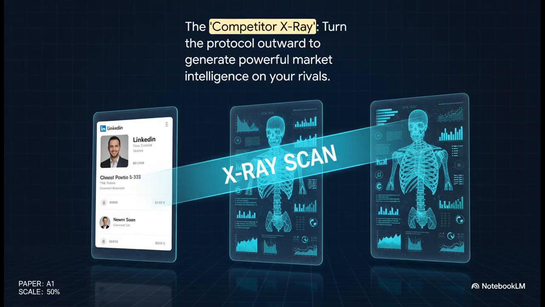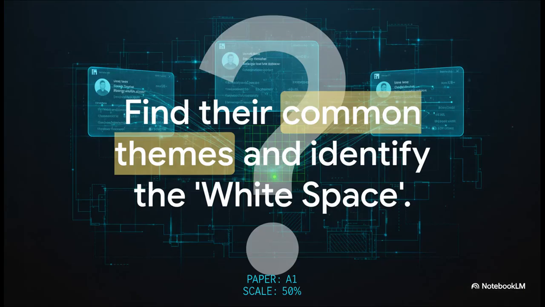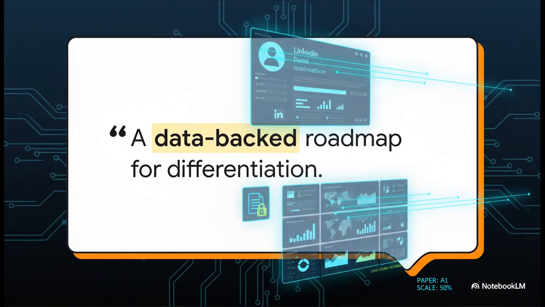Okay, next up, workflow 2, the competitor X-ray. Now we turn the protocol outward. This is all about generating powerful market intelligence by analyzing the people you're really up against. So for this, you create digital twins of your top 3 competitors. You upload all 3 at once, and you ask the AI to find their common themes. But, and this is more important, you ask it to identify the white space, that valuable topic or angle that none of them are talking about. That is your opportunity. The key takeaway here is that you're not just guessing what makes you different anymore. This gives you a data-backed roadmap for strategic differentiation in your market. It's a total game changer.